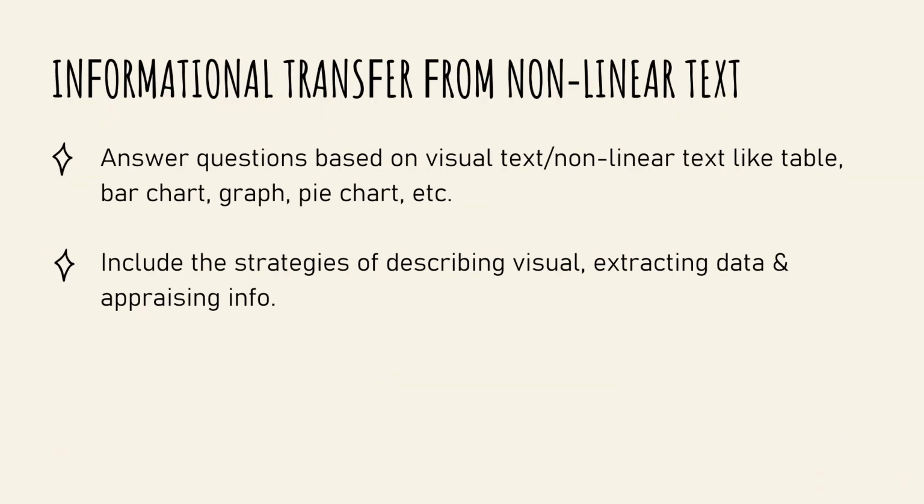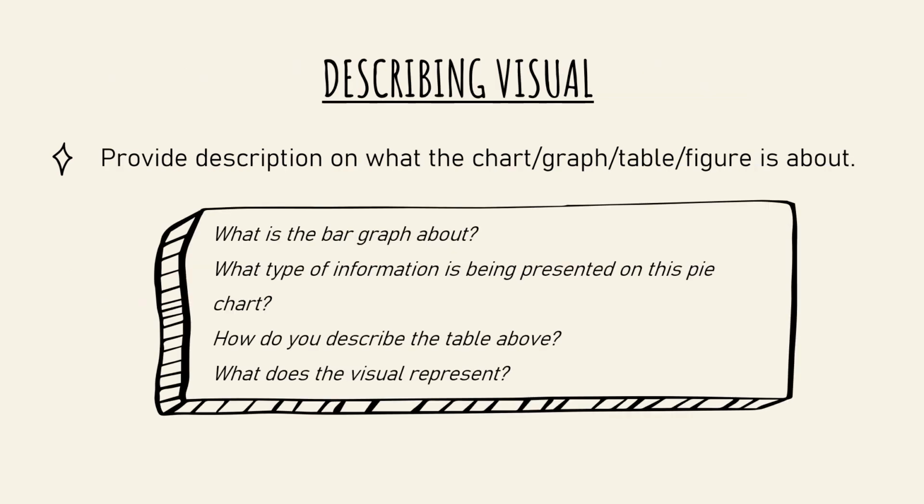Now, what is informational transfer from nonlinear text? It is actually referring to answering comprehension questions based on visual text or nonlinear text such as table, bar chart, graph, pie chart, and other types of visual text. Informational transfer includes the strategies of describing visual, extracting data, and also appraising information. Okay, so let's take a look at the strategies of informational transfer one by one.